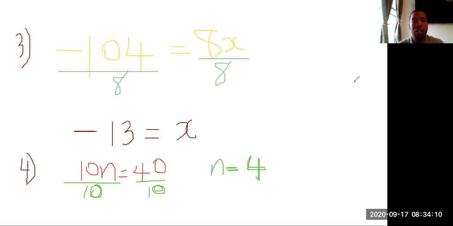And those were the 4 questions on the worksheet. They talk about the additive inverse and the multiplicative inverse.